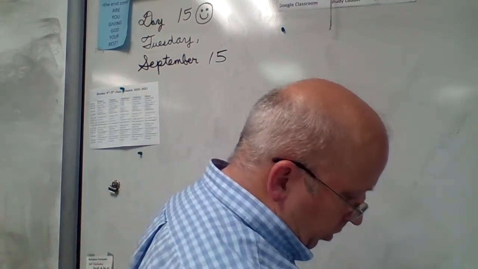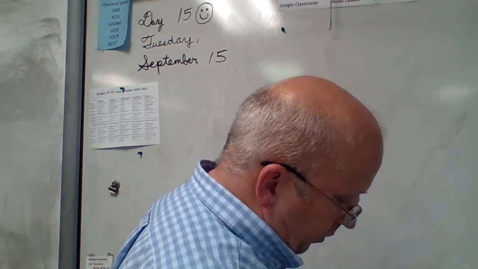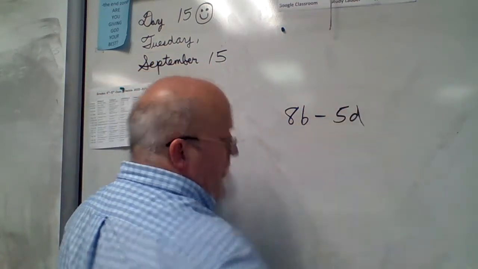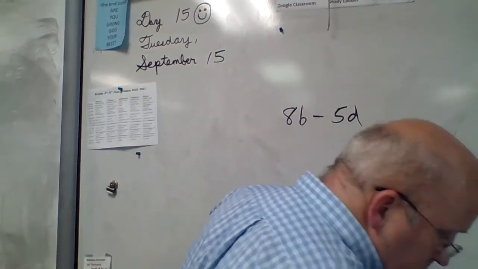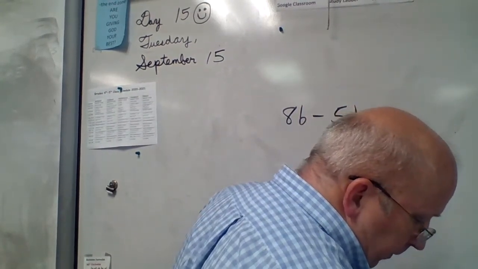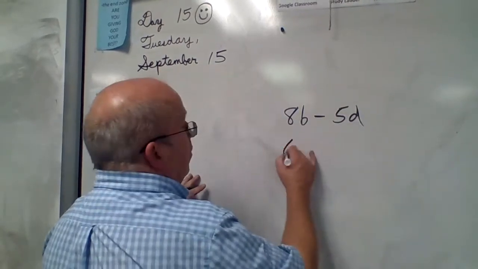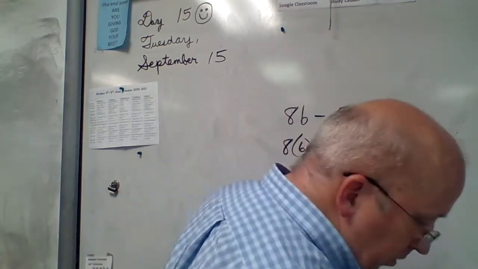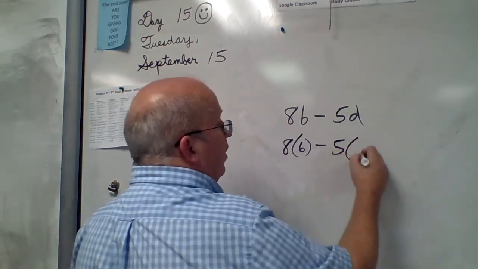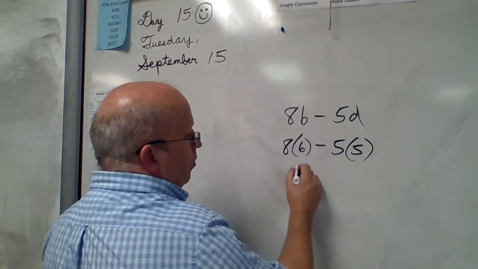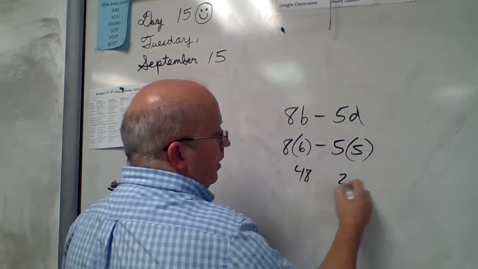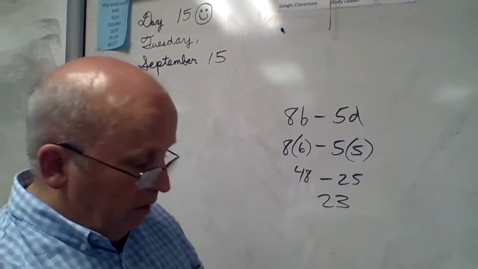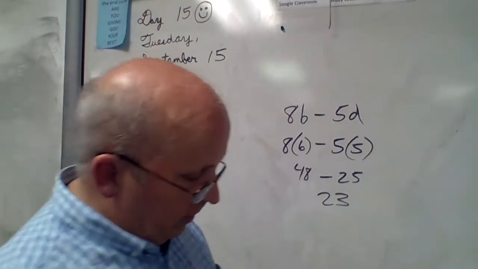How about something in 9 through 12? If I wrote on the board 8b minus 5d, how would I solve that? Well, in the problem, b is 6, so I'd write 8 times 6. And in the problem, d is 5, so I'd write 5 times 5. Let's multiply and subtract. In this case, we get 23. Similar to the style of problem you see there.